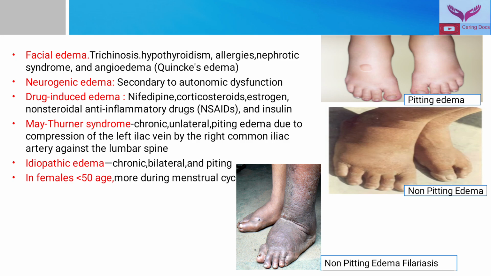Drug-induced edema is seen with calcium channel blockers like nifedipine, some steroids, estrogen, non-steroidal anti-inflammatory drugs, and insulin. May-Thurner syndrome is chronic unilateral pitting edema due to compression of the left iliac vein by the right common iliac artery against the lumbar spine. Idiopathic edema is chronic bilateral and pitting in females less than 50 years of age. Some females may show edema during the menstrual cycle.